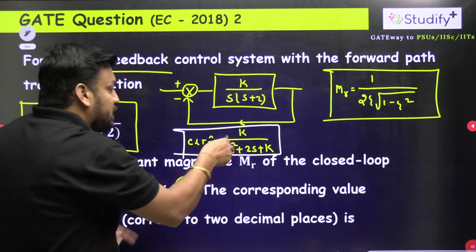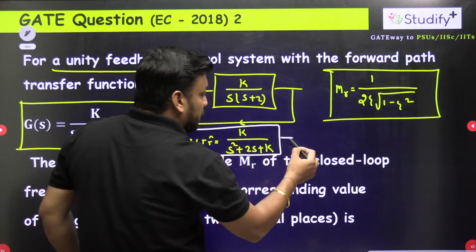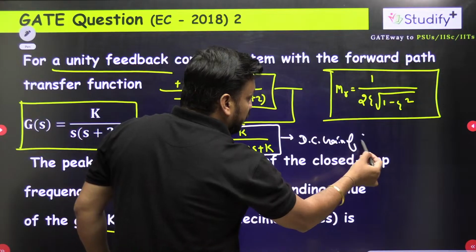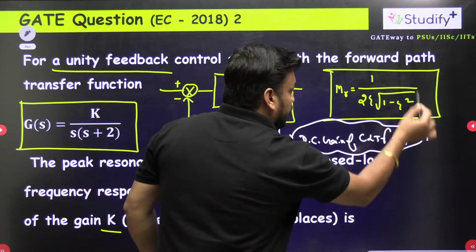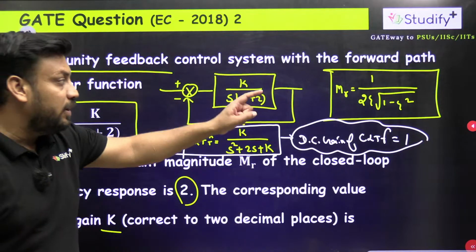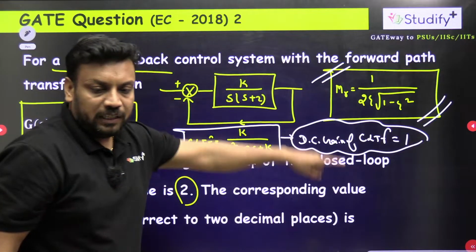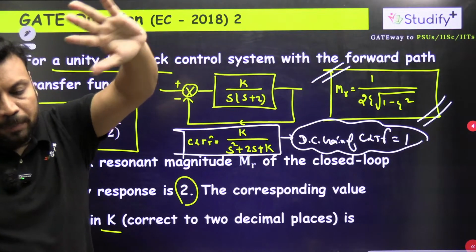So what is the DC gain of CLTF here? Sir, once you put s equal to 0, K by K gets cancelled. So you can write that the DC gain of closed loop transfer function is 1 here. That is why this is the only formula we need to apply. Tell me yes or no. Are you with me? Then do reply in the chat box.